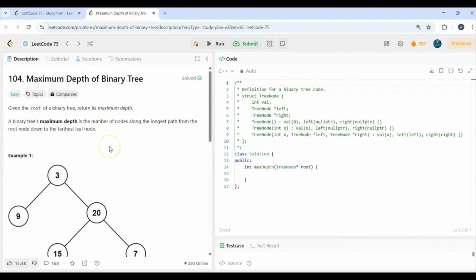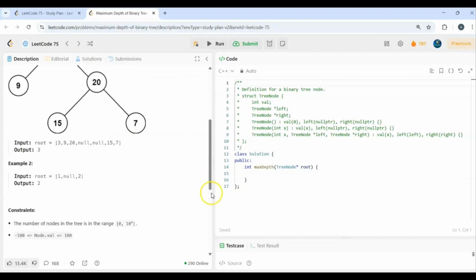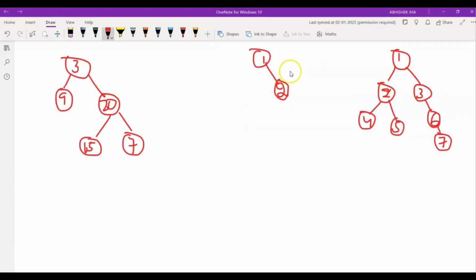It's a fundamental tree traversal problem, and its concept is widely used in graph traversal, recursion, and dynamic programming as well. So let's understand what is maximum depth of a binary tree with these three examples. I have represented here three different binary trees. The maximum depth is nothing but the number of nodes present from root to its farthest leaf.